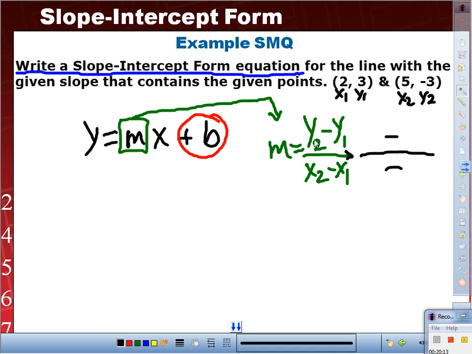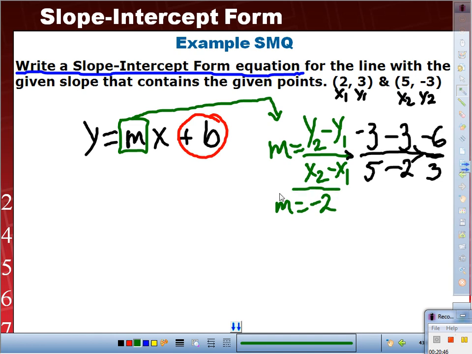Okay? Here we go. Y sub 2 is negative 3. Y sub 1 is 3. X sub 2 is 5. And x sub 1 is 2. All right, so with that said, let's see what I get. Negative 3 minus 3, that's negative 6. 5 minus 2, that is 3. So my slope is negative 2. Right now I don't write it in fraction form because I'm still not writing my equation. So I have a slope already.